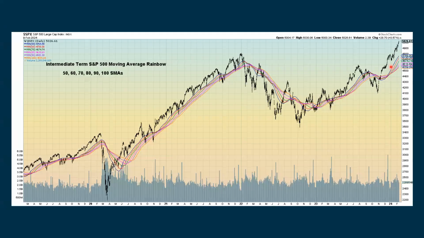Intermediate term, we have another rainbow. This goes from 50 periods up to 100 periods. We're above all of the moving averages that are plotted, and all of the lines are comfortably going higher. This also suggests that the intermediate term trend is still strongly positive.